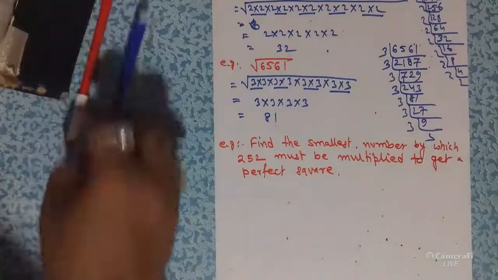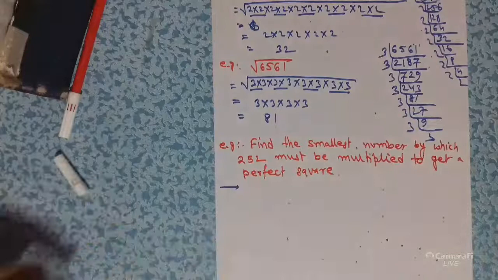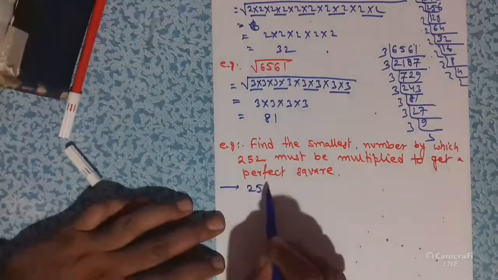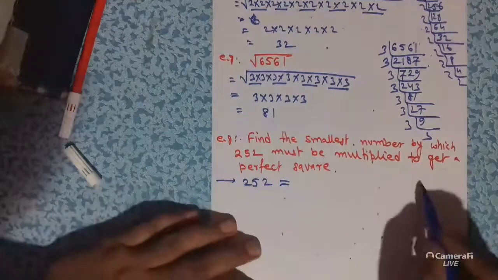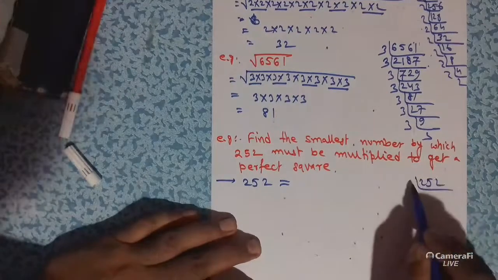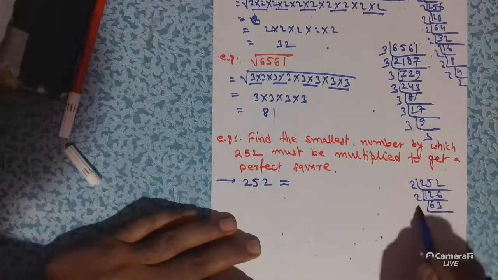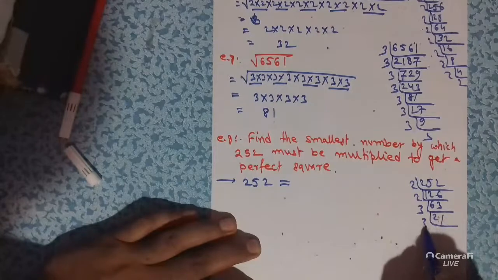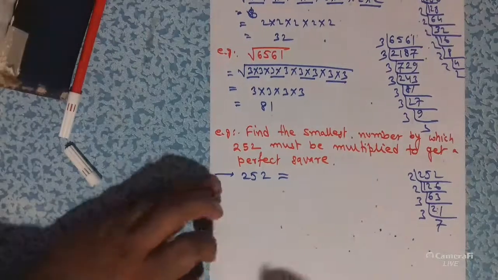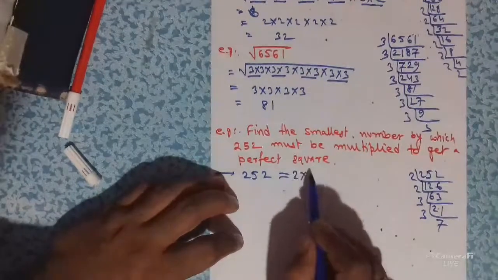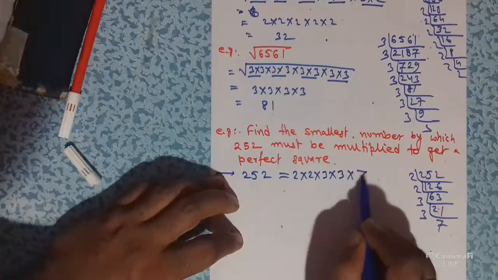So at first what will you do? At first you must factorize this number, that is 252. Okay. So 252 is equal to, so you must factorize 252. Okay, and write the factors, that is 2 multiply 2 multiply 3 multiply 3 multiply 7.